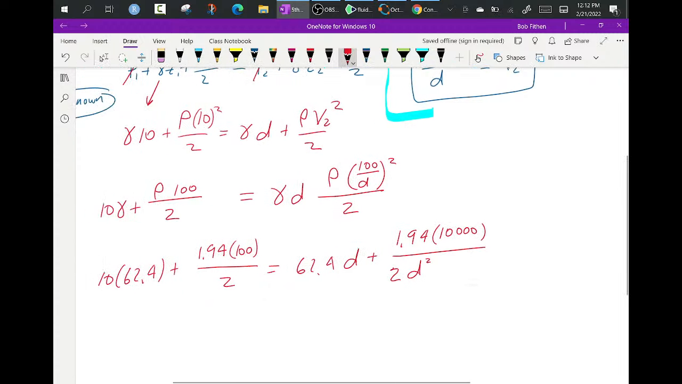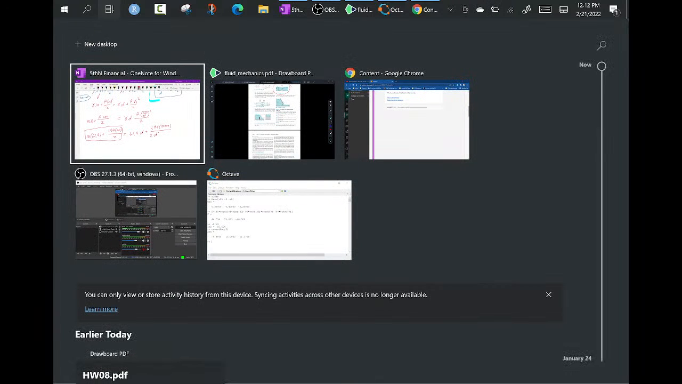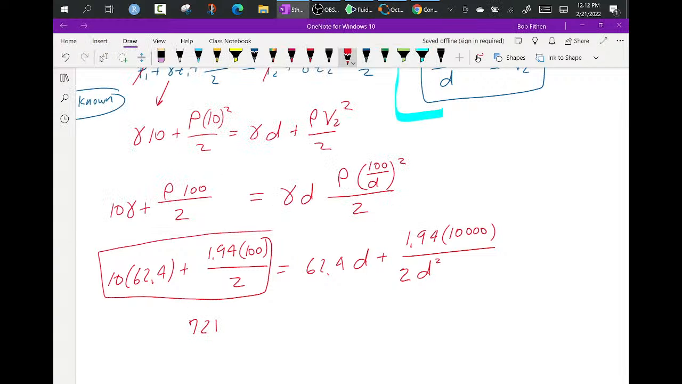So what I can do is multiply. Well, first, let me figure out this number. I do not know how I did that, but that's okay. So here you'll see D0 times 62.4, plus 1.94 times V0 squared over 2, gives 2721, which equals 62.4 D plus, and I'll figure out this number as well.